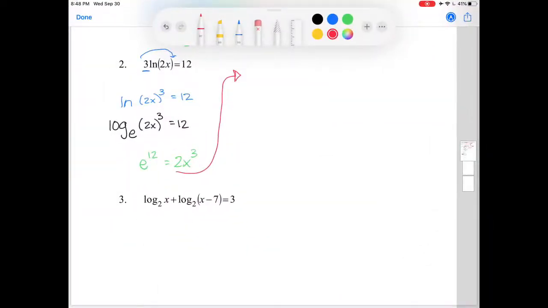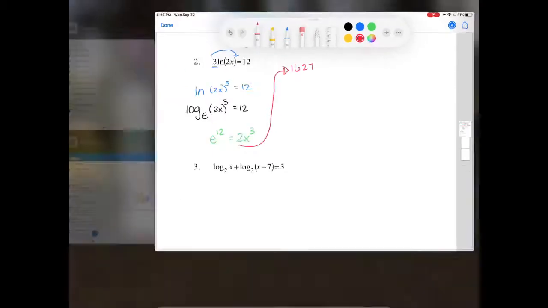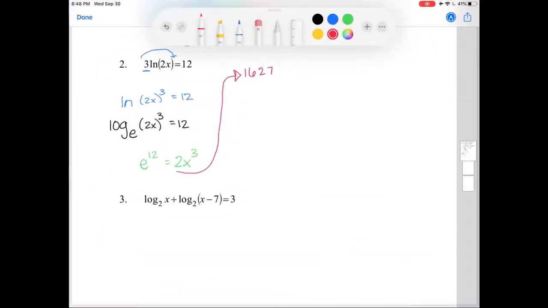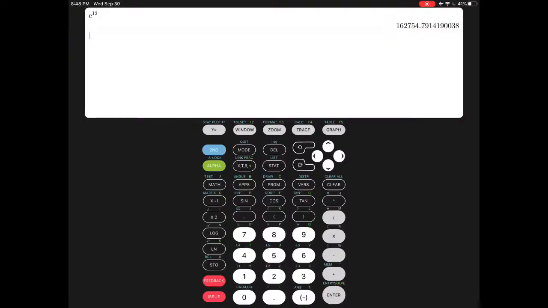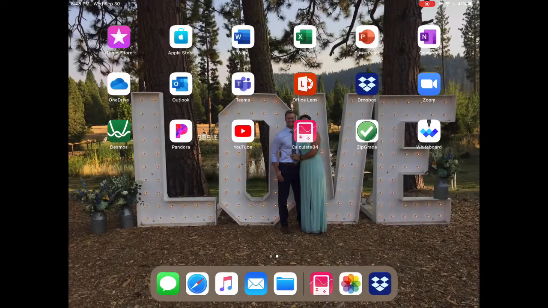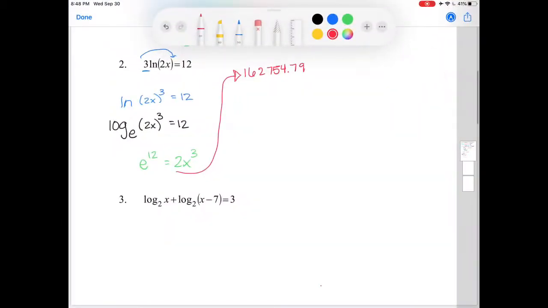We will copy that number. So we have 162,754. So I'm going to copy that down. 162,754. And then always include a few more decimals as well, just so we don't lose our rounding. So I'll say 0.791419. All right. That's all just for e to the 12th power.